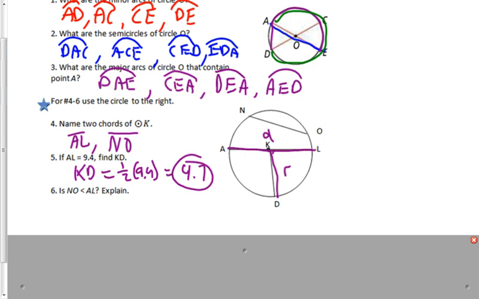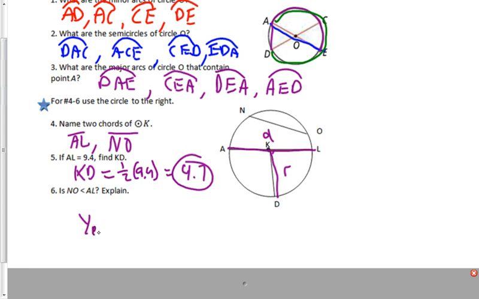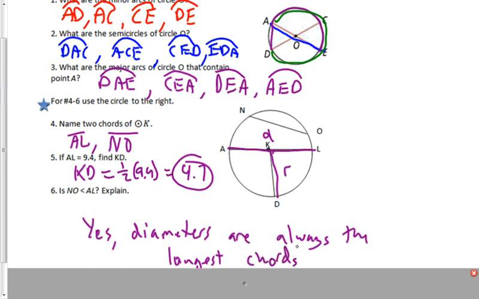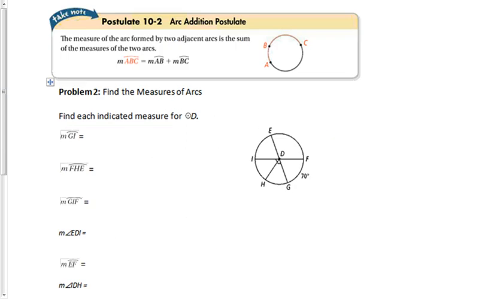Last question, is segment NO less than segment AL? Yes, it has to be, because diameters are the longest chords. And anything that's not a diameter would have to be shorter. All right, let's find some measures of some arcs. Let's do some things with arcs right now.